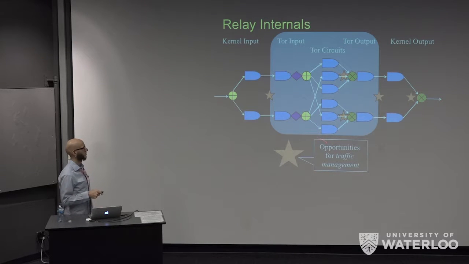Each of the stars here are opportunities to make a decision about traffic management. On the kernel input boundary, Tor actually has control over which socket it reads and what order it reads those sockets in, how much it reads from them. Between the Tor circuit buffers and the Tor output queue, Tor has a scheduling algorithm, so it decides which of those circuits it should read from, in what order it should read them, etc. And then similarly on the outgoing side, Tor can decide which sockets it should write first, what order it should write them in, how much it should write. And then on the network interface, there's an opportunity to make a decision before it's actually being sent out into the network. But that decision happens in the kernel.